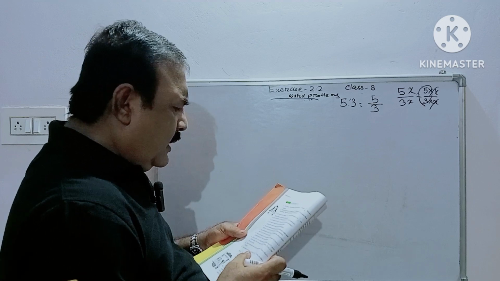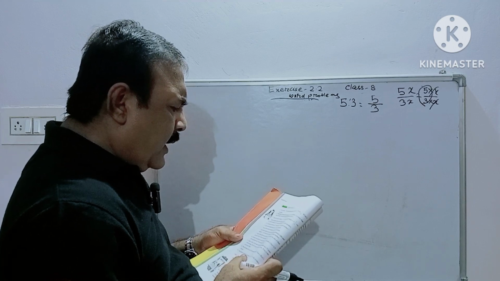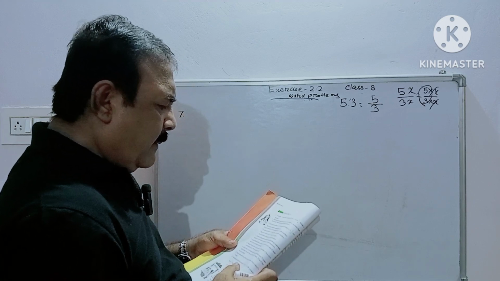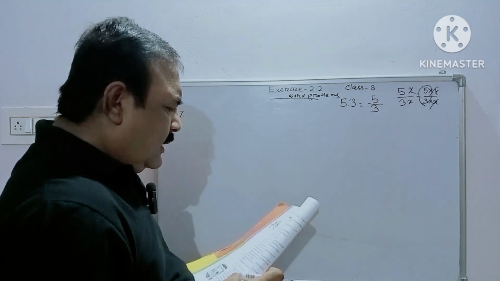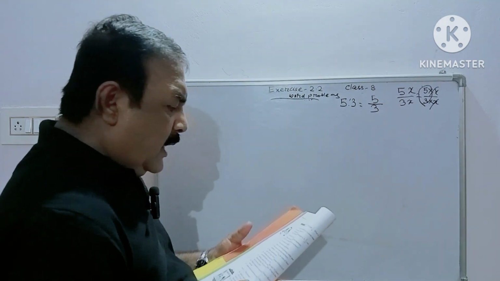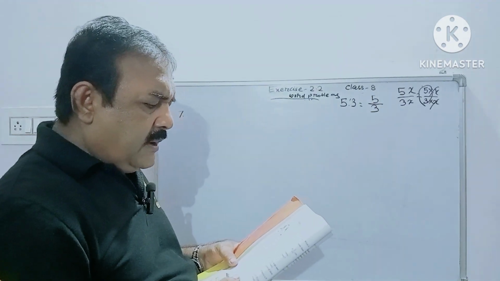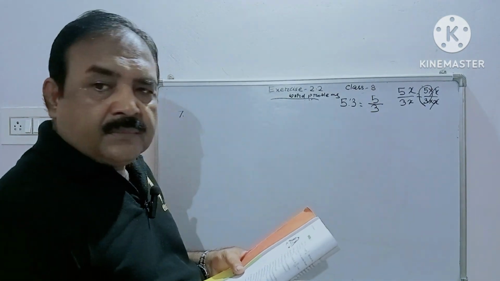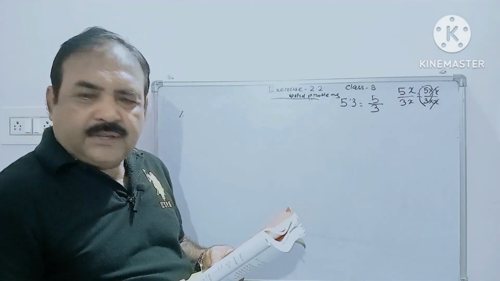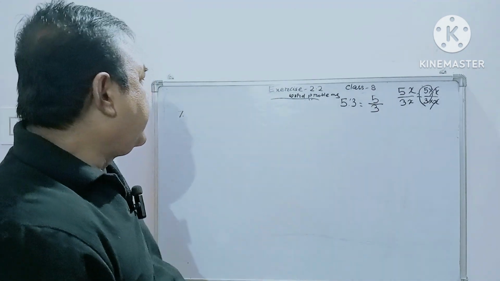The sum of three consecutive multiples of 8 is 888. Find the multiples. The sum of three consecutive multiples of 8 is 888.